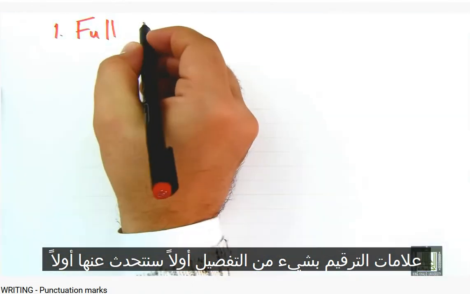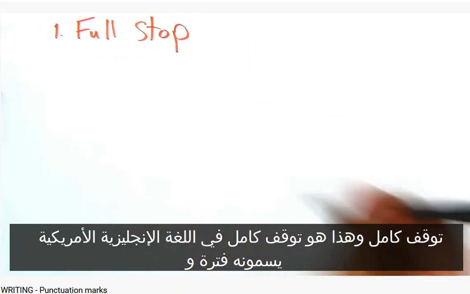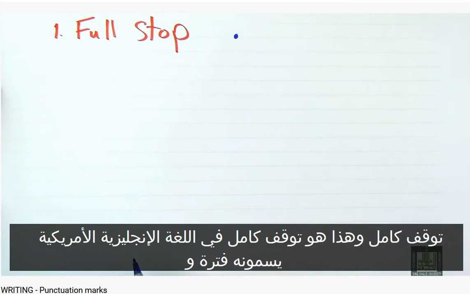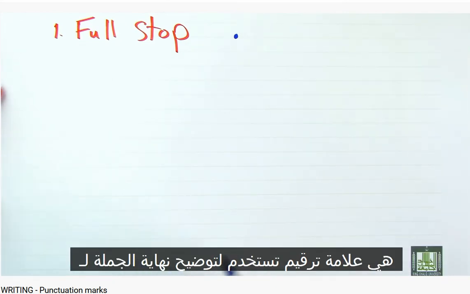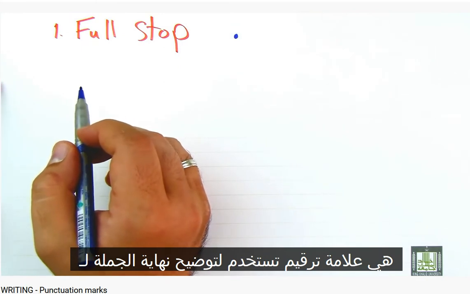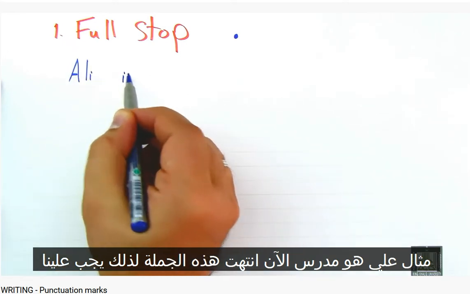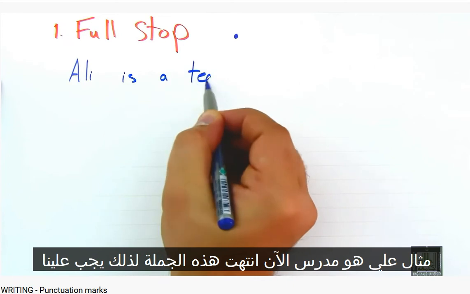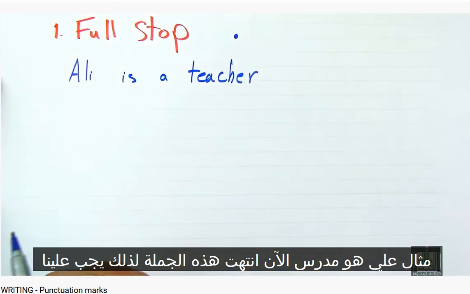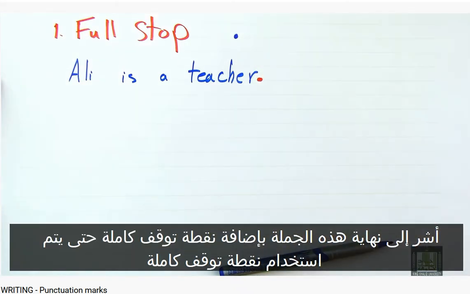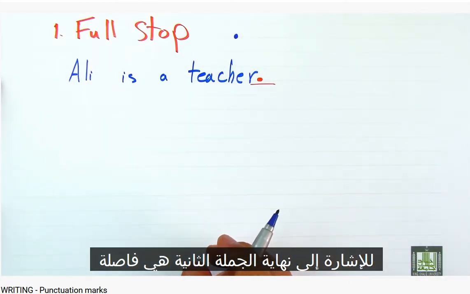First, we're going to talk about full stop, and this is full stop. In American English they call it period, and it is a punctuation mark that is used to indicate the end of the sentence. For example, Ali is a teacher. Now this sentence has finished, so we have to indicate the end of this sentence by adding a full stop. So full stop is used to indicate the end of the sentence.